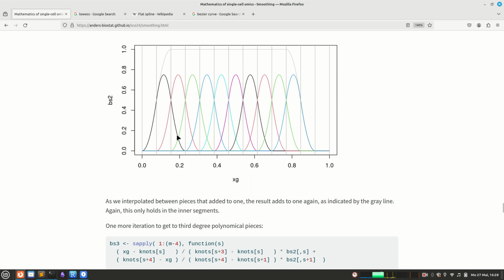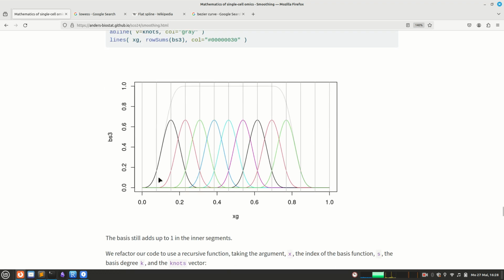And now we repeat this process once more to get third-degree polynomials, which now have a support going over 4 of these segments between knots, up and down again. And the curvature will now no longer be constant, but will slowly ramp up and down again.